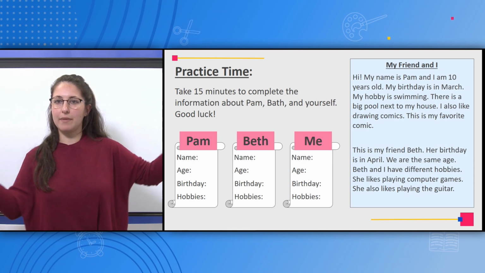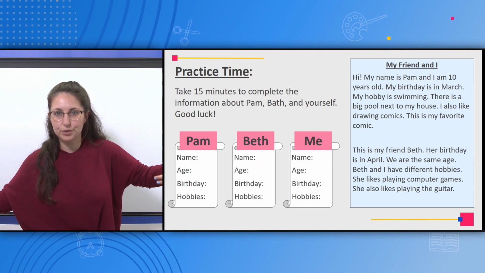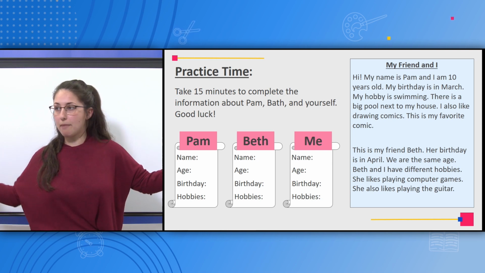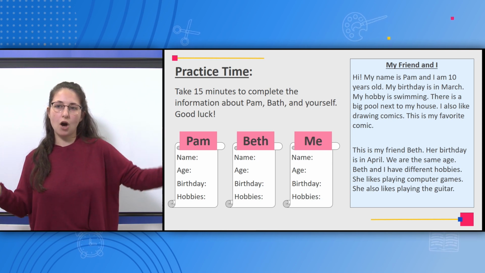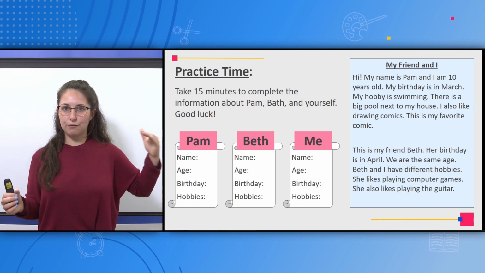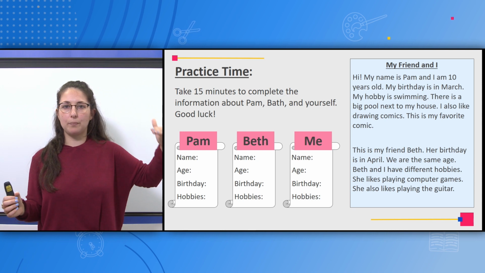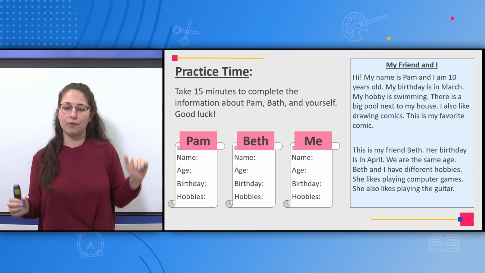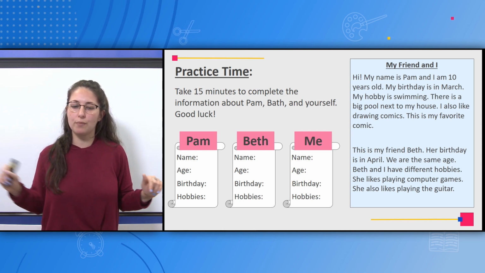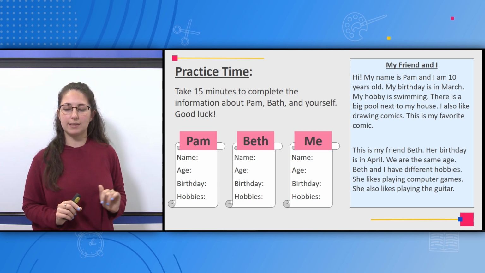Name is, what's your name? Age is, how old are you? Ten, nine. Birthday, like what is the month they were born? And hobbies, what they like to do. Complete the information about Pam, about Beth, and about yourself. What's your name? How old are you? What is your birthday? And what are your hobbies?